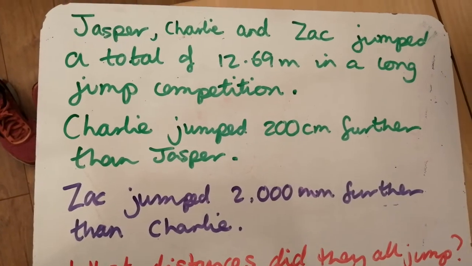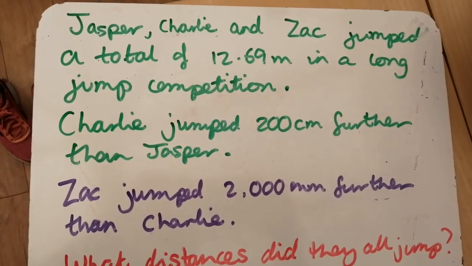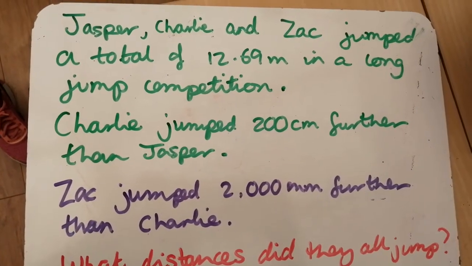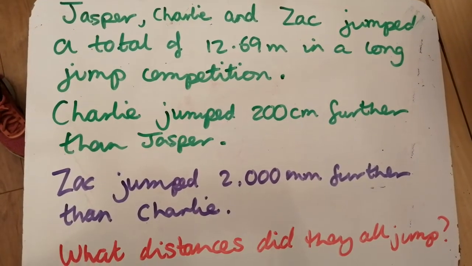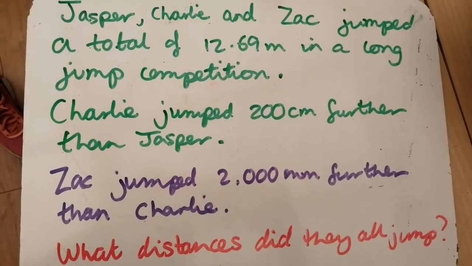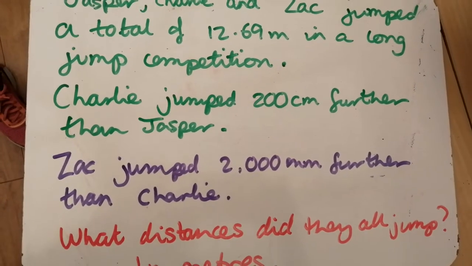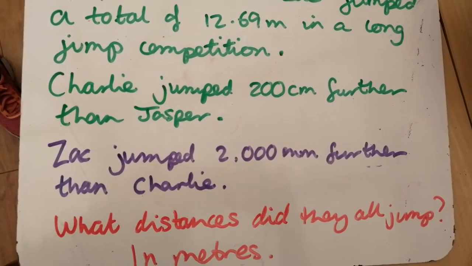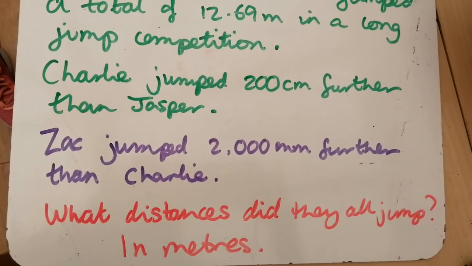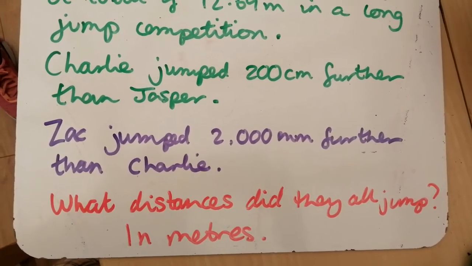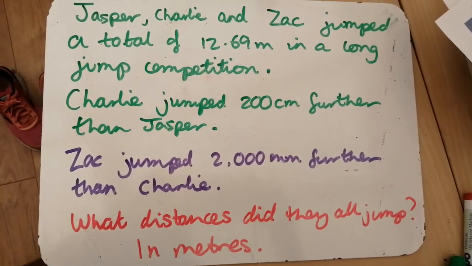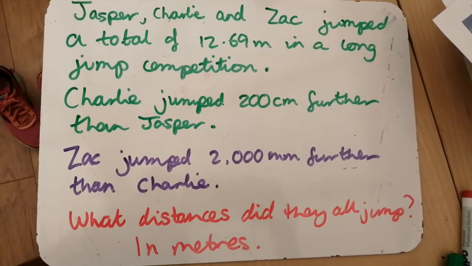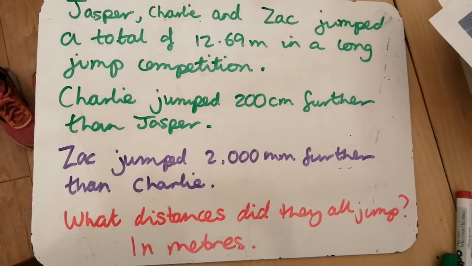Here's the next problem for you. Jasper, Charlie and Zach jumped a total of 12.69 metres in a long jump competition. Charlie jumped 200 centimetres further than Jasper. Zach jumped 2,000 millimetres further than Charlie. What distances did they all jump? And we need the answer in metres. So you've got some converting to do and also some adding or subtracting.